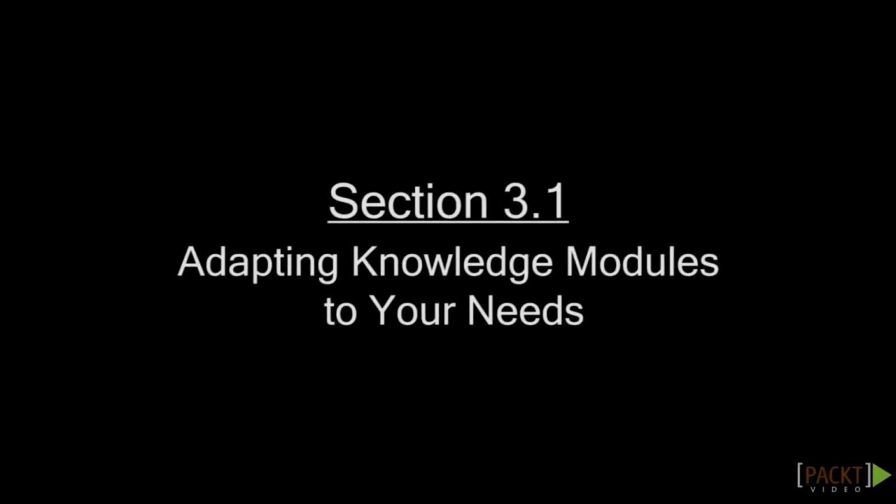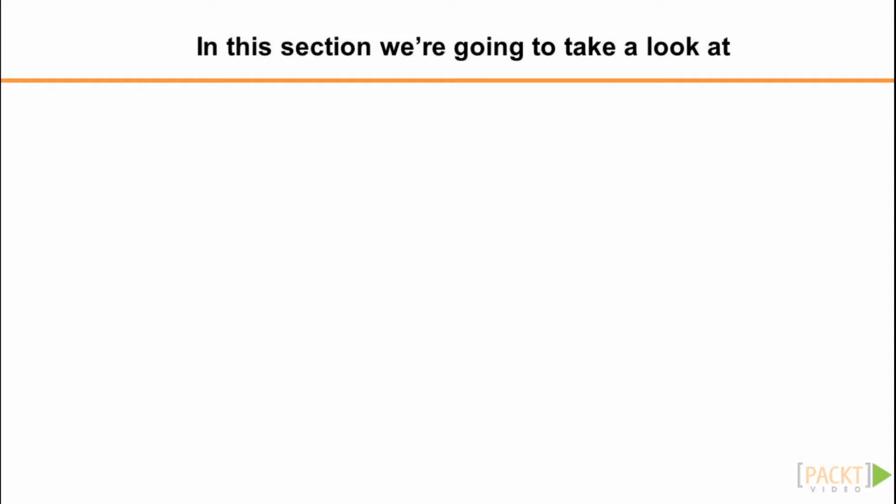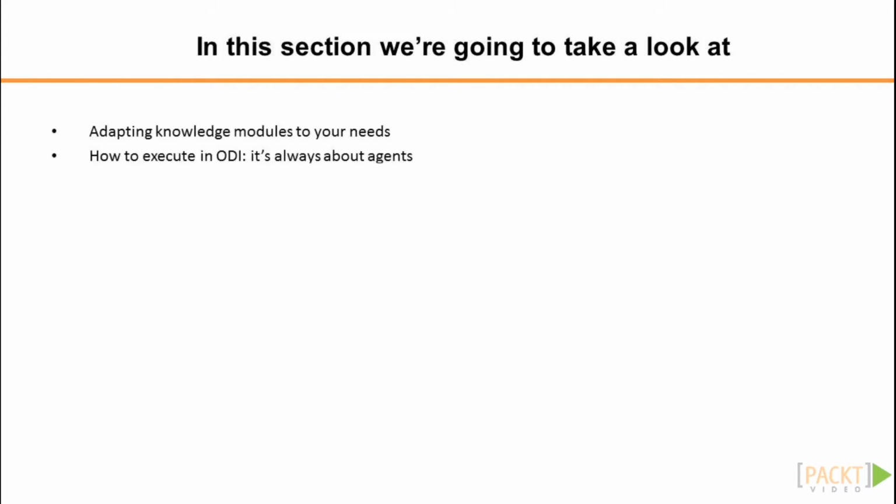In this section 3, it's all about your data transformation strategies in the knowledge modules. We're going to take a look at adapting knowledge modules to your needs, how to execute an ODI using the different agents, execution locations and its meaning. This is a chapter describing the basics about adapting the knowledge modules to your needs.